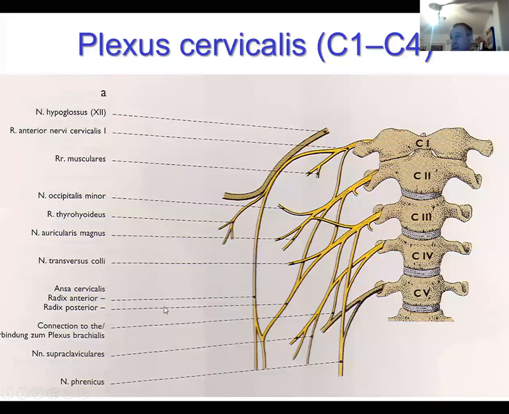So cervical plexus originates from first to fourth cervical spinal nerves. And you can see that very close to that is the hypoglossal nerve, as the hypoglossal nerve is also a somatomotor nerve, so it also forms morphologically connection with the cervical plexus, but not functionally.